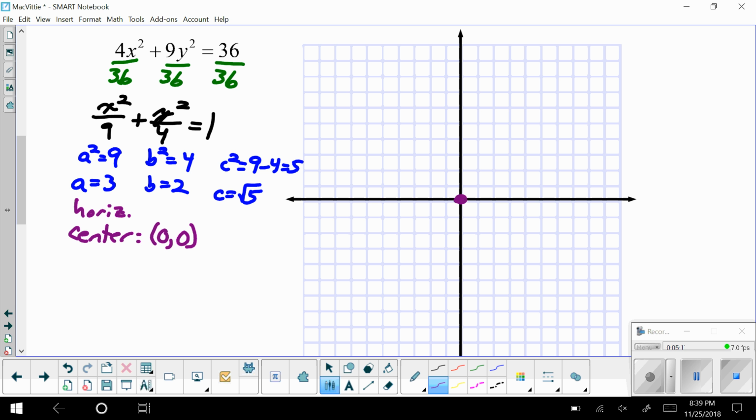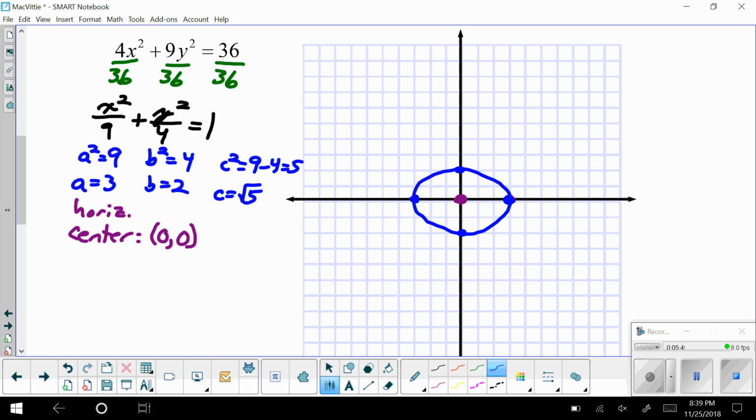So if I wanted to graph this, I graph the center. Horizontal, because the 9 is under the x squared, I'm going to move 3 from the center, both to the right and to the left. And that determines the width of my ellipse. And for my minor axis, I'm going to move up 2 from the center and down 2 from the center. And those are the top and bottom of my ellipse. And now I can just connect those to get a graph of the ellipse.